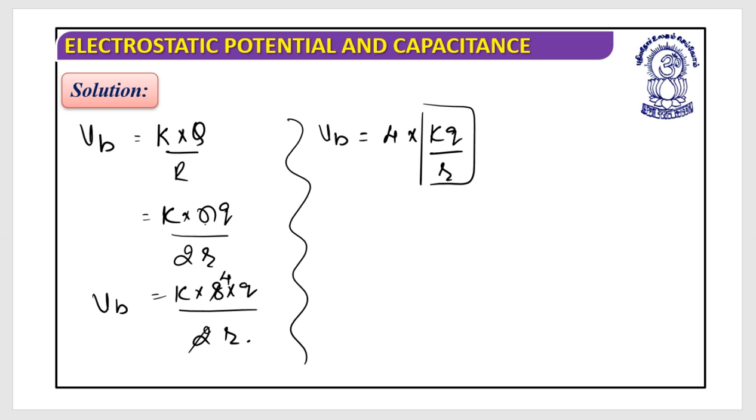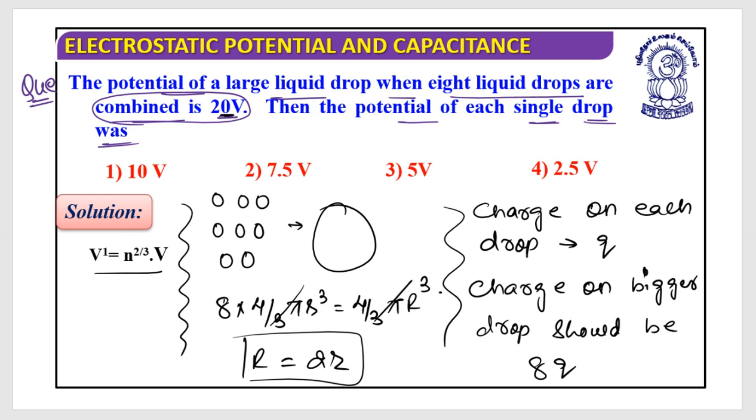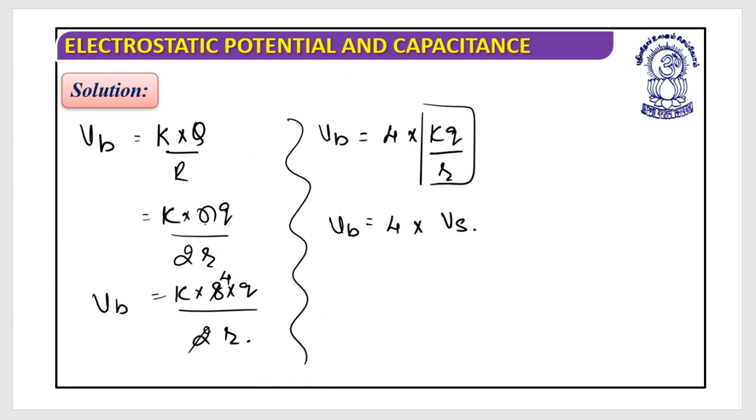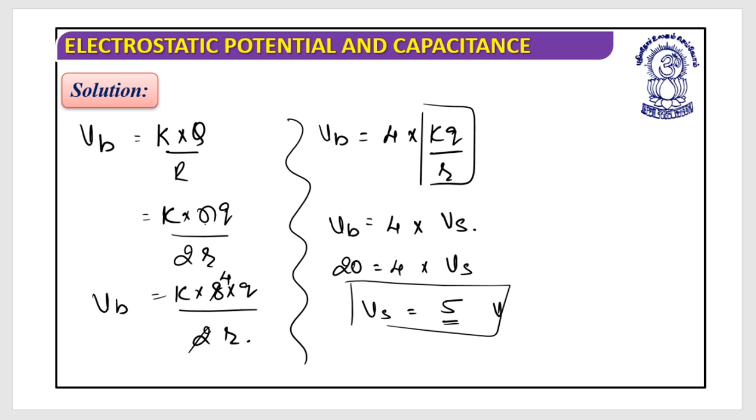This kq by r is the potential of the smaller drop, Vs. So VB is equal to 4 times Vs. The potential of the bigger drop is given as 20 volt, and you need to find the potential on each single drop. So 20 is equal to 4 multiplied by Vs, and this Vs can be calculated as 20 by 4. It's 5 volt. I hope this is clear.